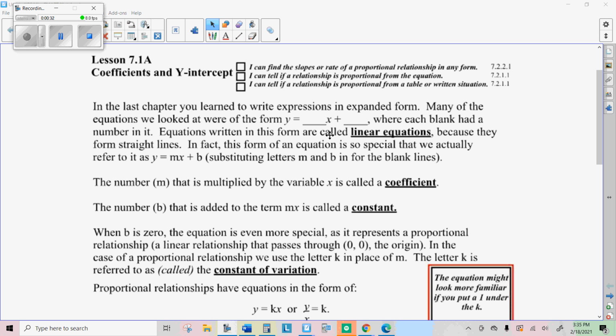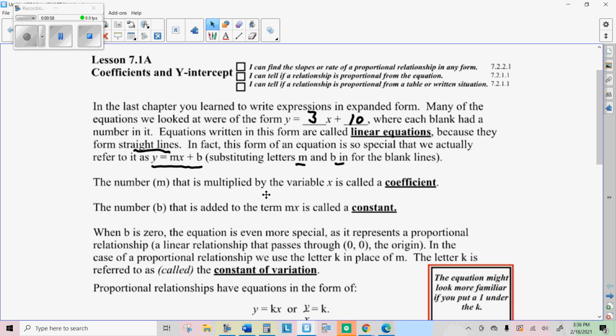When equations are written in this form, they're called linear equations because they form straight lines. In fact, this form of an equation is so special that we actually refer to it as y equals mx plus b, substituting the letters m and b for the blank lines. The number m, that is, multiplied by the variable. So let's just give you an example. Say we have 3x plus 10.